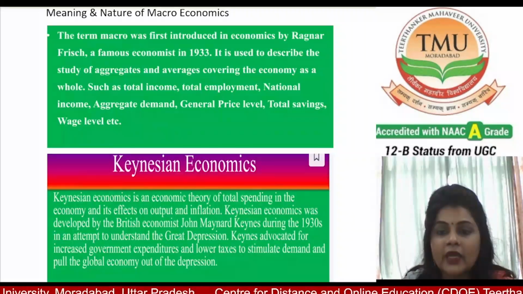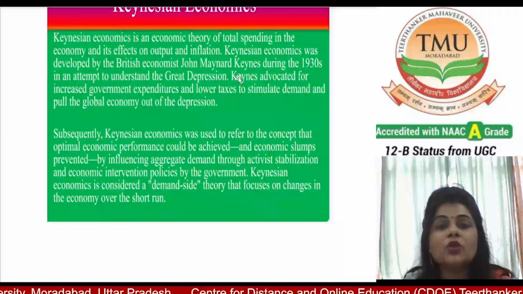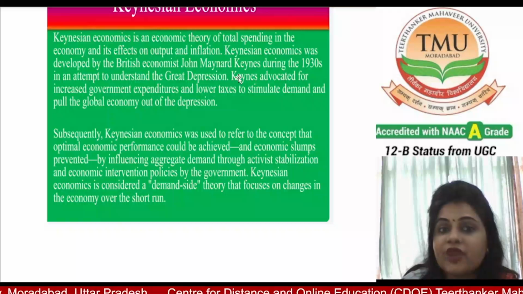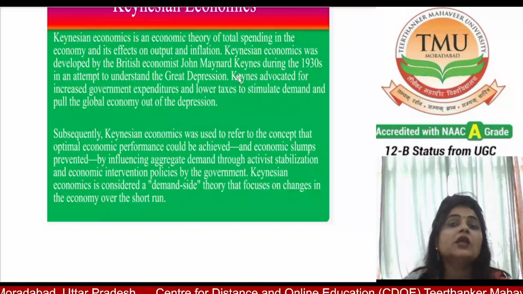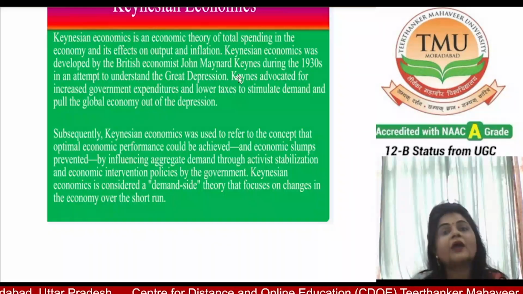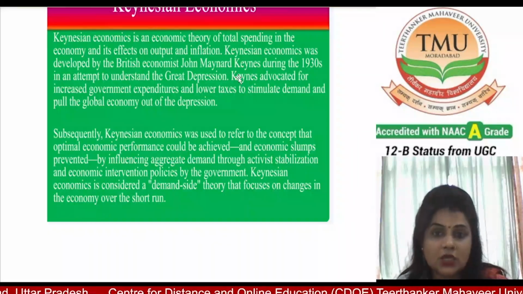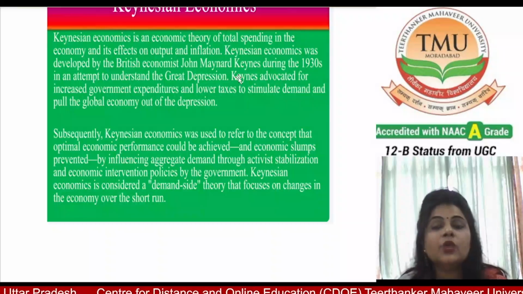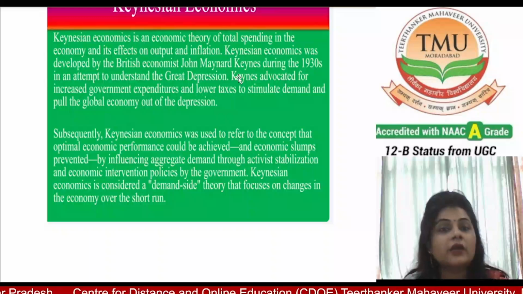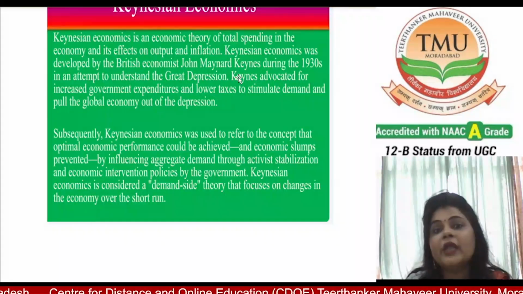Keynesian economics is an economic theory of total spending in the economy and its effects on output and inflation. John Maynard Keynes is also considered the father of macroeconomics. Keynesian economics was developed by the British economist John Maynard Keynes during the 1930s in an attempt to understand the Great Depression. Keynes advocated for increased government expenditure.